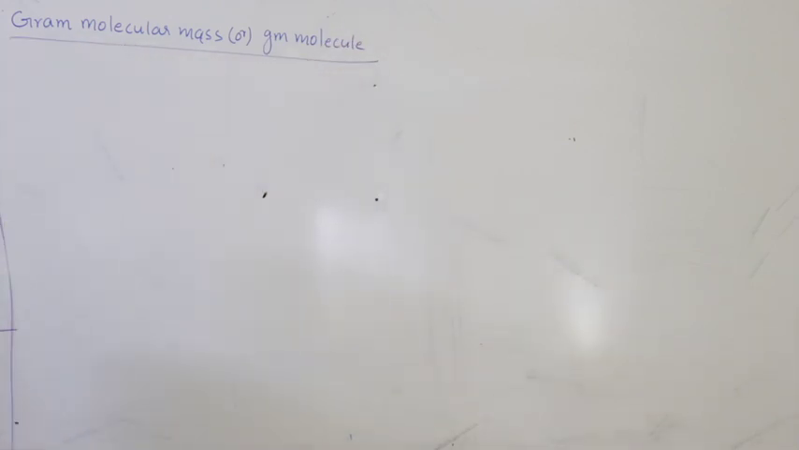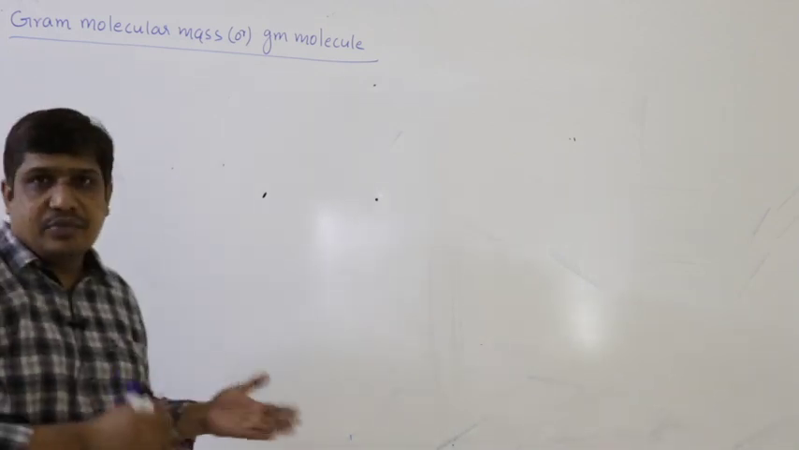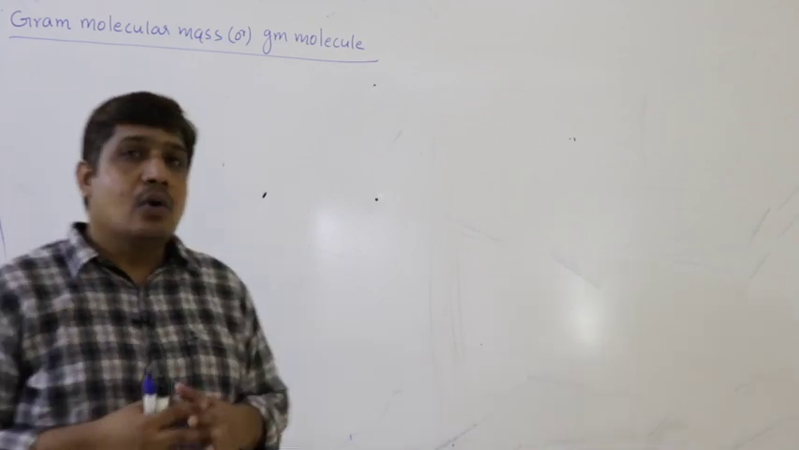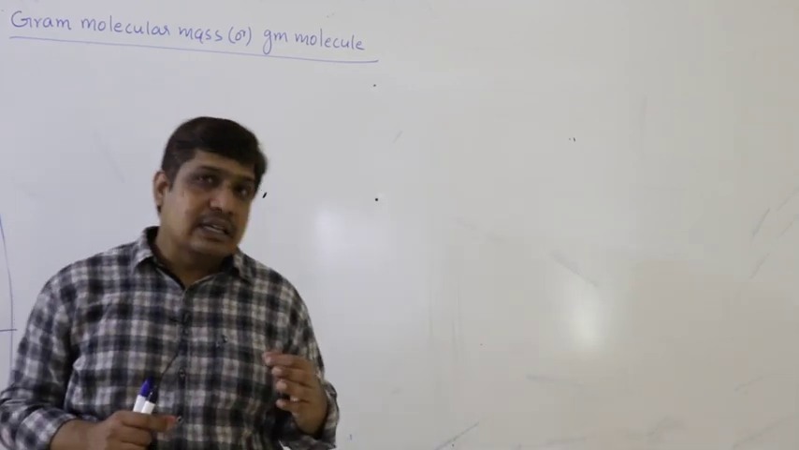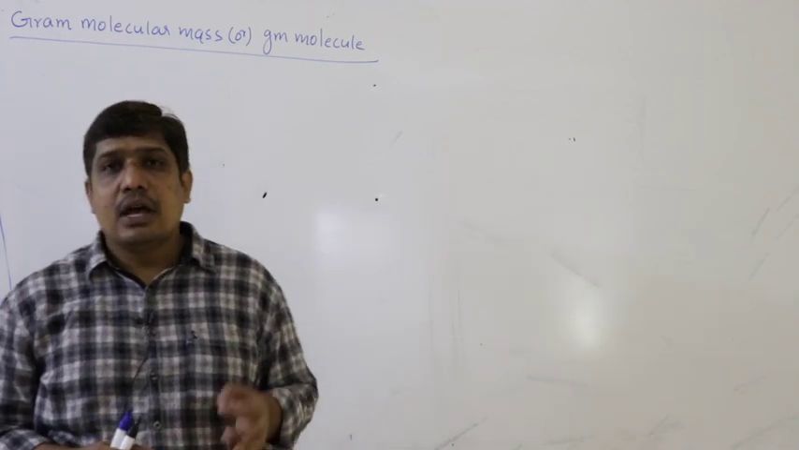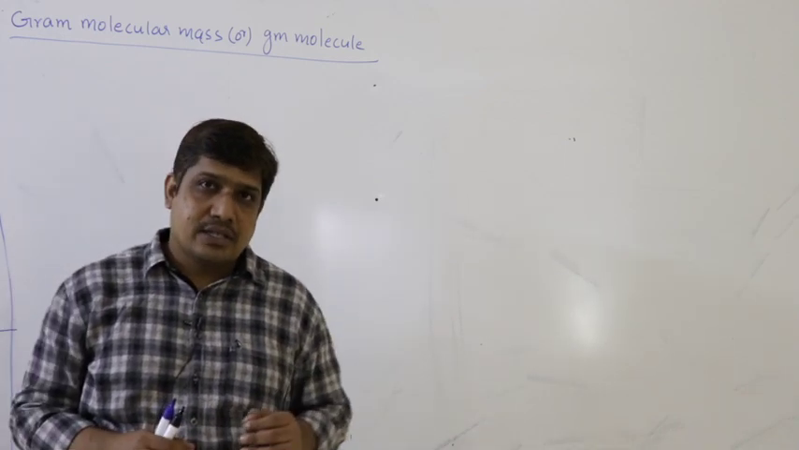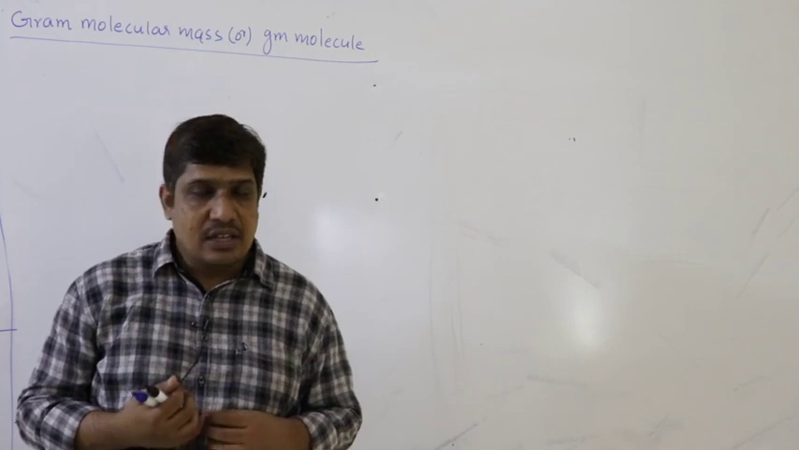Next, gram molecular mass or gram molecule, same as gram atomic mass. So, how to define? The same thing. When the numerical value of molecular mass of a substance is expressed in grams, then the value becomes gram molecular mass. The explanation, the reason, is also the same.